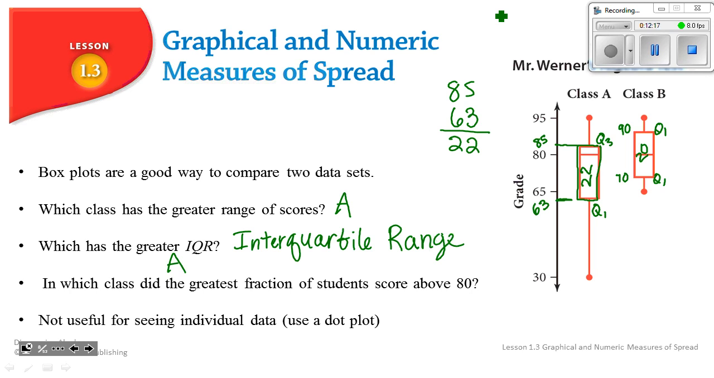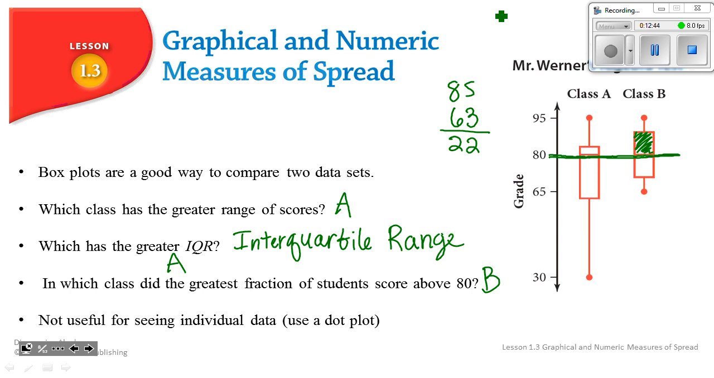In which class did the greater fraction of students score above 80? Well, again, let's take a look at our two box plots. So the fraction of students that scored above 80, so if I look at that 80 mark, which is right here, right? So it looks like the greater fraction of students that scored above 80 is going to be right here, or in Class B.